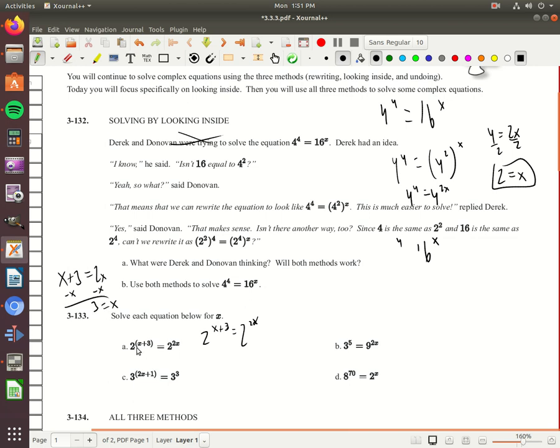And again, if I said that x equals 3, that would be like saying 2 to the 3 plus 3 is 6 is equal to 2 times 3, which is 6, which is obviously true, right?